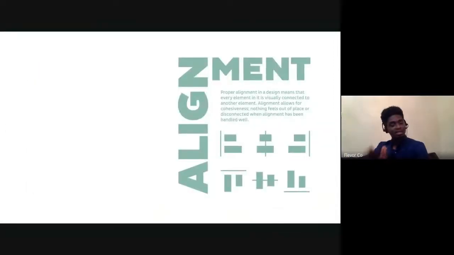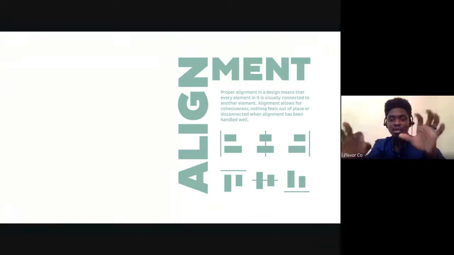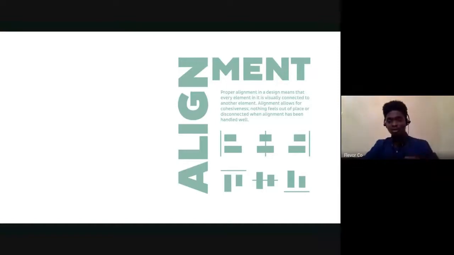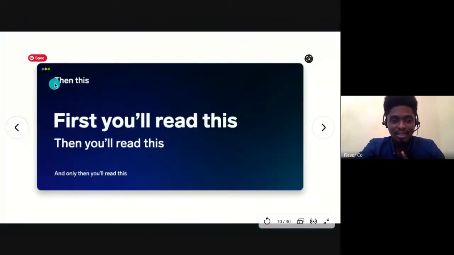Alignment. Now this is one of the biggest lessons you will ever learn in design. Alignment, right? Proper alignment in design means that every element in it is visually connected to one another element, right? So alignment allows cohesiveness. Nothing feels out of place or disconnected when you have completely aligned your design. If you look at the previous design, you can see the alignment. Everything here is aligned to the left, right? But they played with the sizes and the placement.